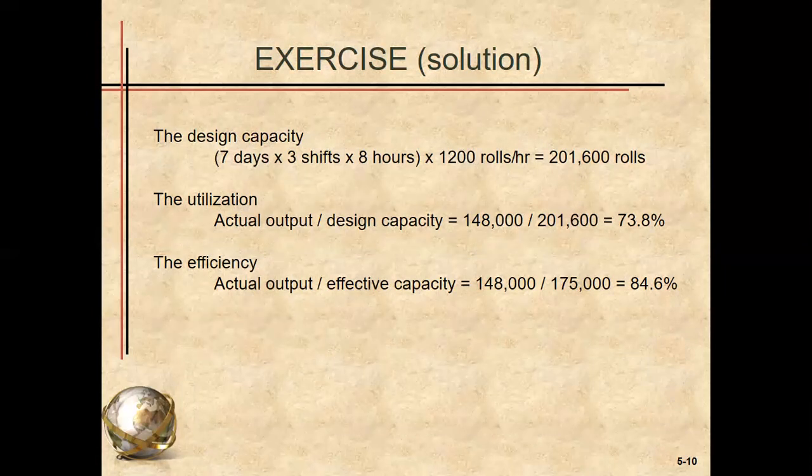And then the utilization, we just calculate the actual output over the design capacity, and then we get 0.8%. And then the efficiency, actual output over the effective capacity, and then we get 84.6%.